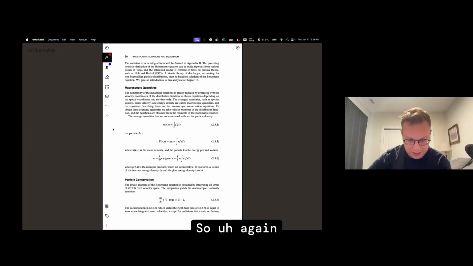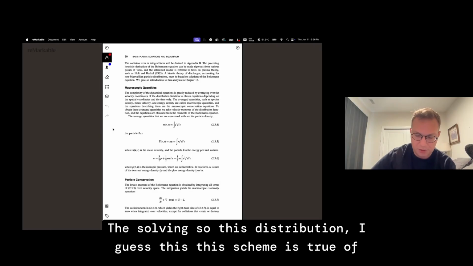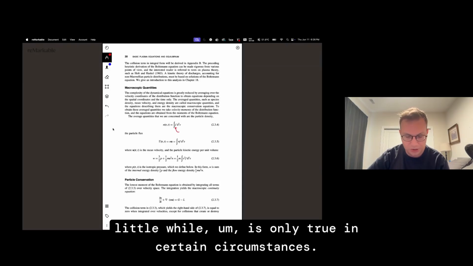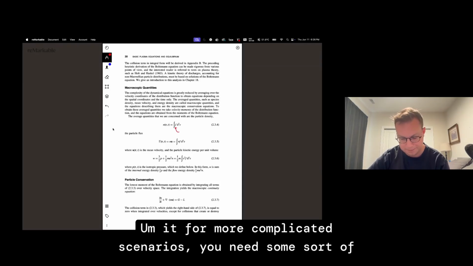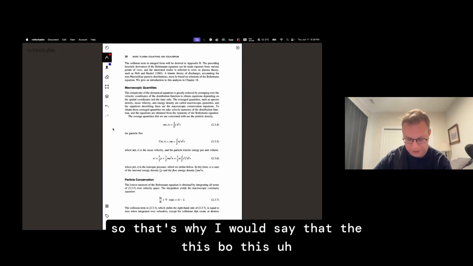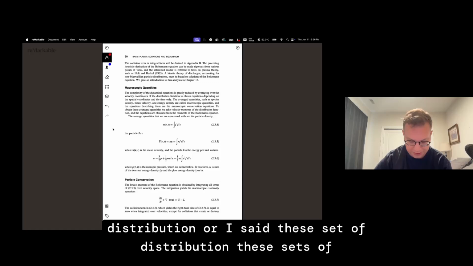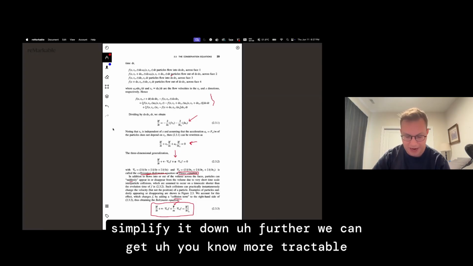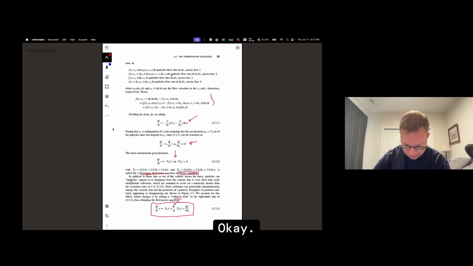So this scheme is true of any distribution f. Now, the Maxwell-Boltzmann distribution, which we'll show in a little while, is only true in certain circumstances. For more complicated scenarios, you need some sort of numerical scheme to calculate what this distribution should be. So that's why I would say that these sets of equations are very fundamental. And then if we can simplify them down further, we can get more tractable solutions. Okay, all right, let's keep going.